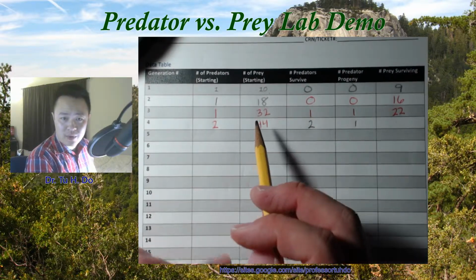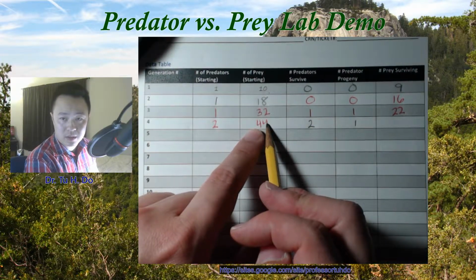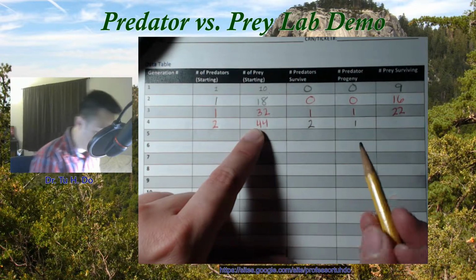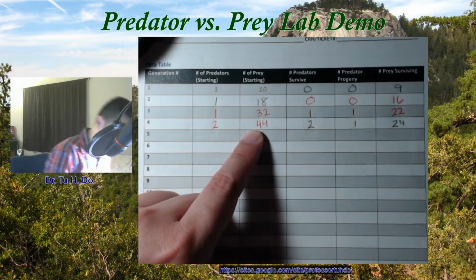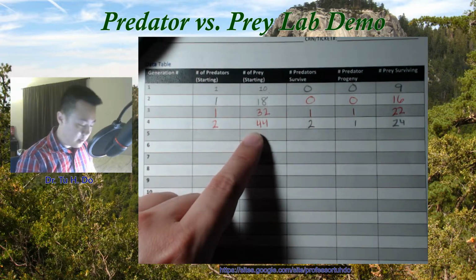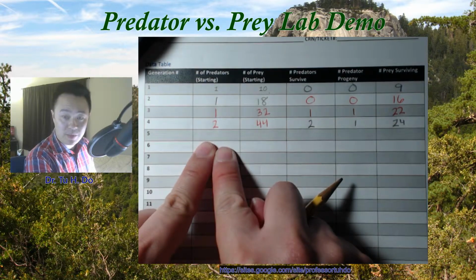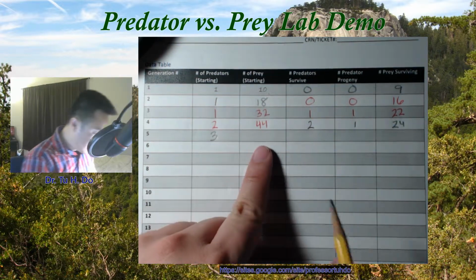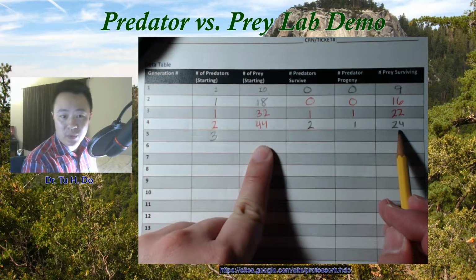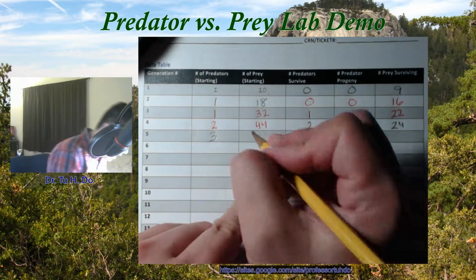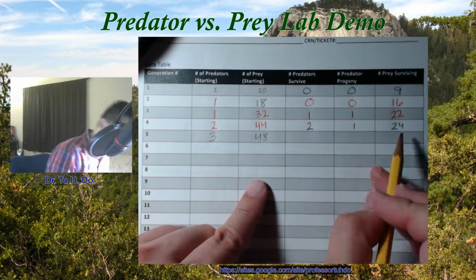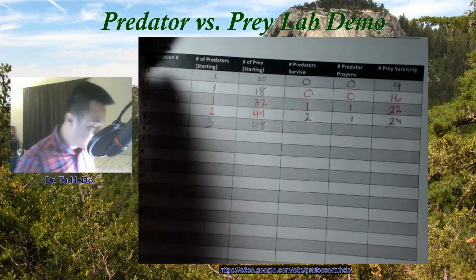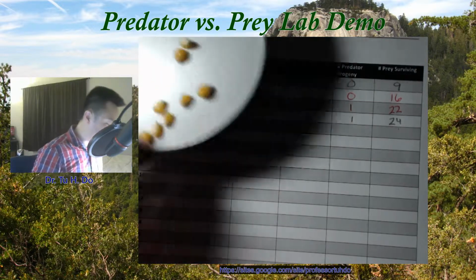I started off with 44 and then 20 were taken out. So 44 minus 20, now we have 24 left in here. Okay? That means that the number of predators that start in generation number 5 here is 2 plus 1, that's 3. And then the number of prey that start, well, I ended with 24 in the last generation, so I need to double that to 48. Okay, so get 24 and double that is 48, right? Okay. Let's do this one more time.